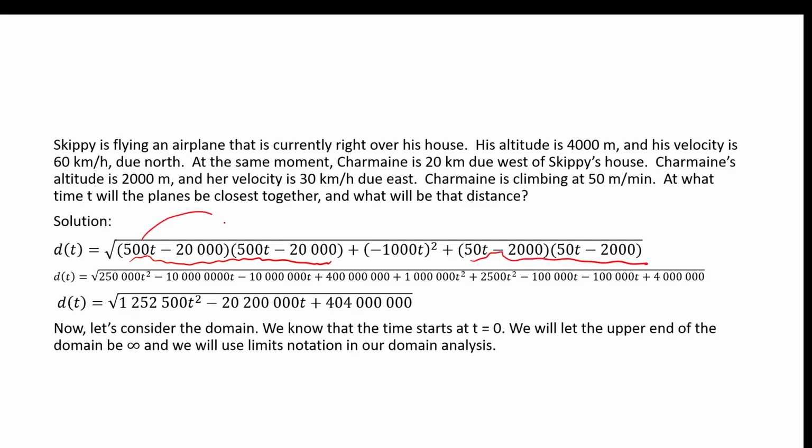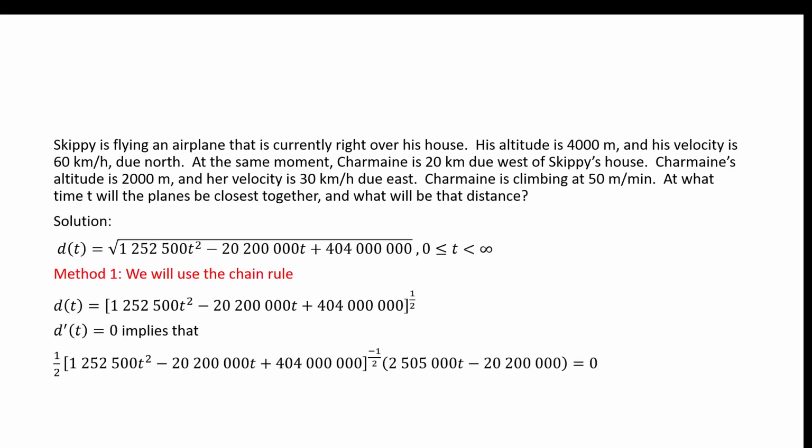So when you expand out, you literally have to do all these steps, distribution property like you learned in grade 9 and 10. So after doing all that, keeping it under the square root, of course, you end up with this long expression here, and then ultimately we collect terms, and we get square root of 1,252,500t squared minus 20,200,000t plus 404 million.